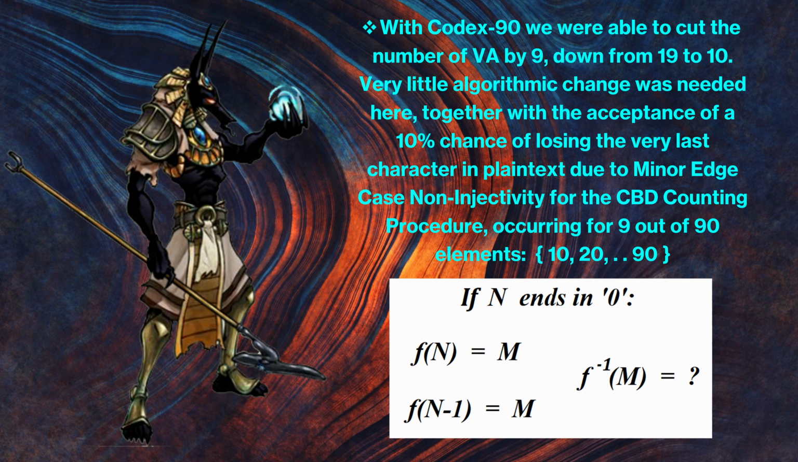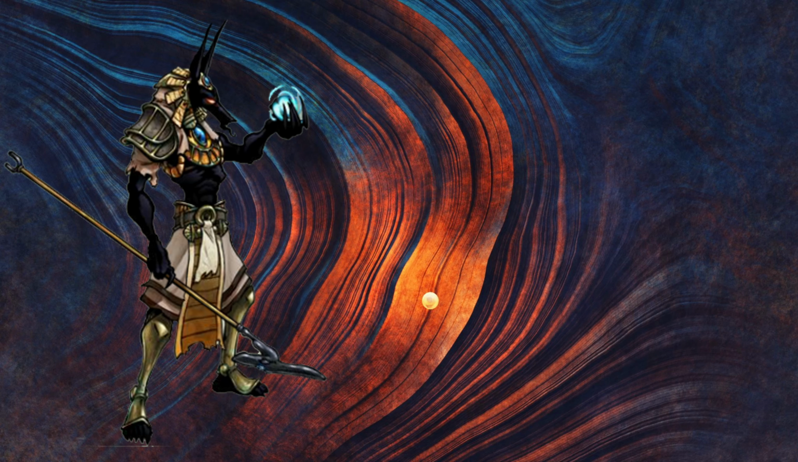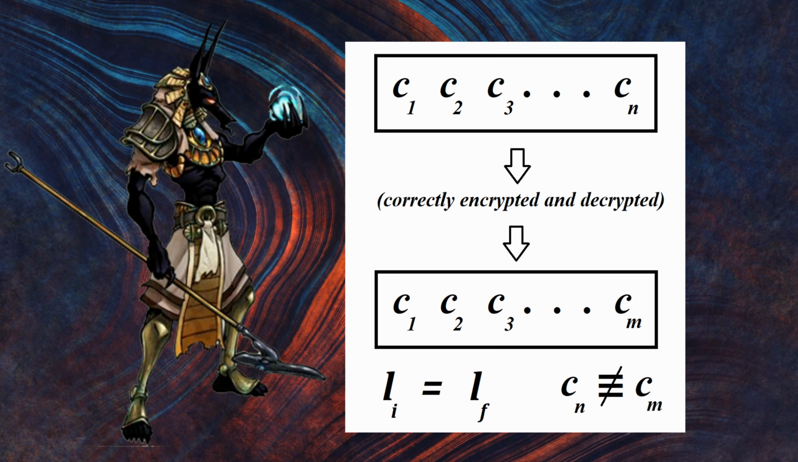Remember, injectivity means a unique output for every input. So if n ends in 0, we have that f of n equals m, but then also f of n minus 1 equals m. n minus 1 ends in 9, of course, but what about the f inverse of m? There are two possibilities, which leads to data loss.